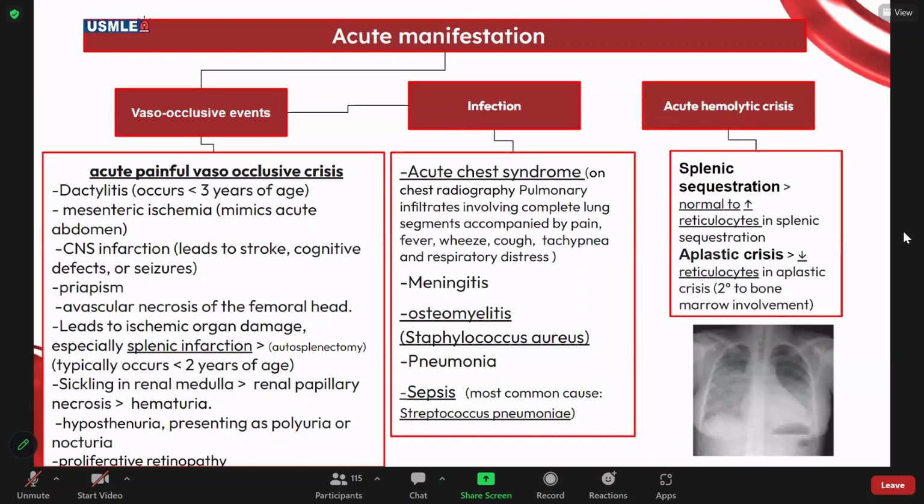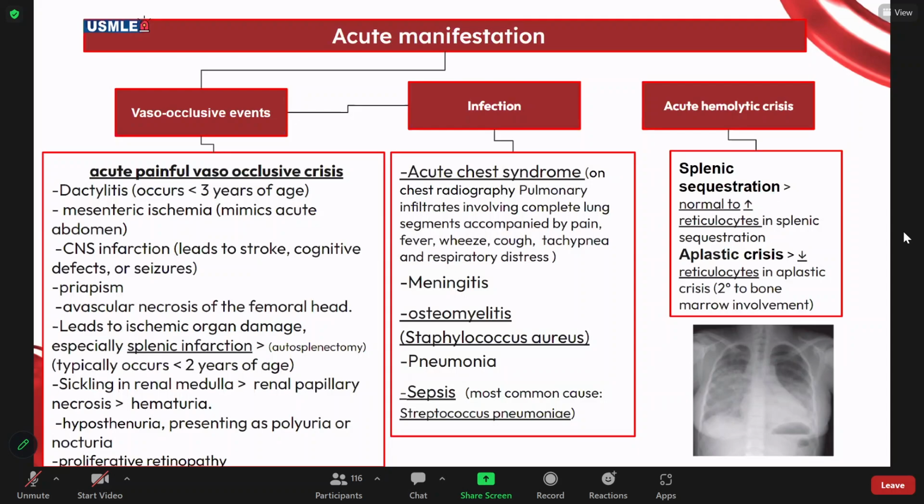For acute hemolytic crisis, the patient presents with either splenic sequestration or aplastic crisis. Splenic sequestration is when blood is trapped in the spleen due to vaso-occlusion of the vessel leading out of the spleen, so the patient will present with a painful enlarged spleen. The aplastic crisis occurs due to suppression of bone marrow by parvovirus B19 infection.